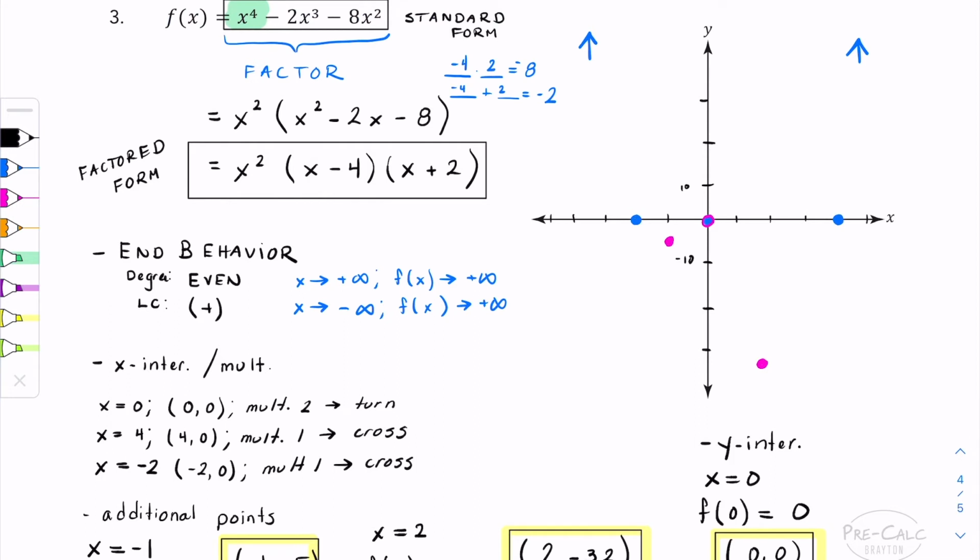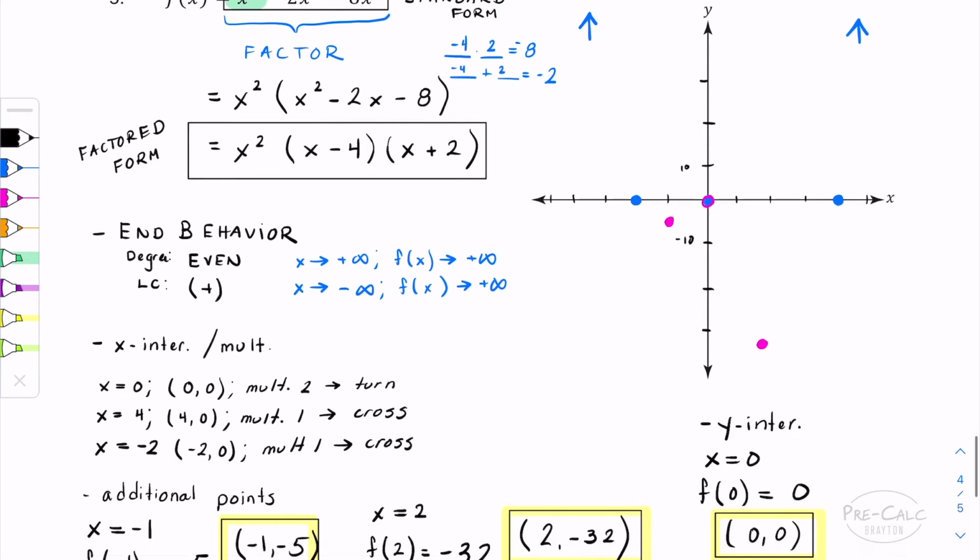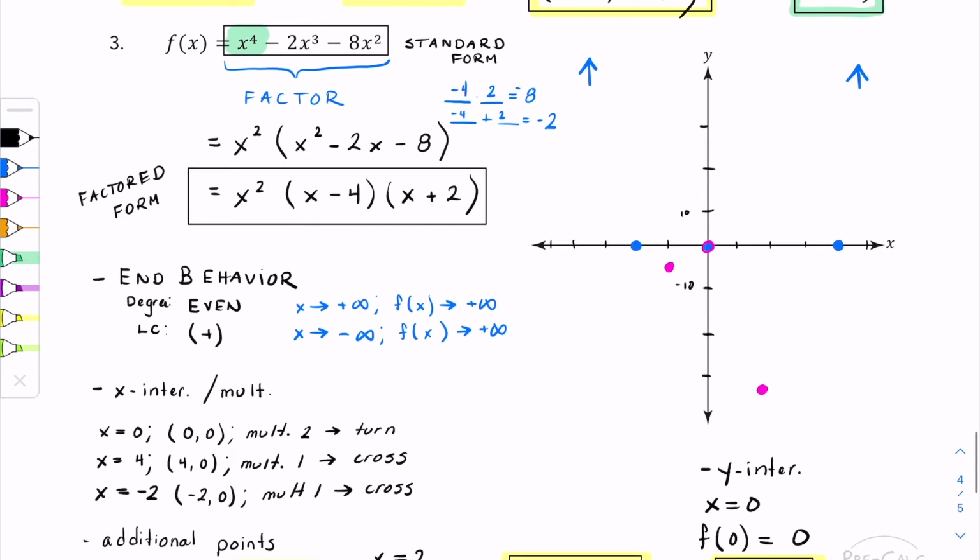So I'm going to start on the left side of my graph. I'm going to pay attention to multiplicity, and I'm going to make sure I touch all of my additional points. So I need to start facing up. I'm going to approach the 0 at -2, which my multiplicity says to cross. Come down, cross through that point, come down, go back up.